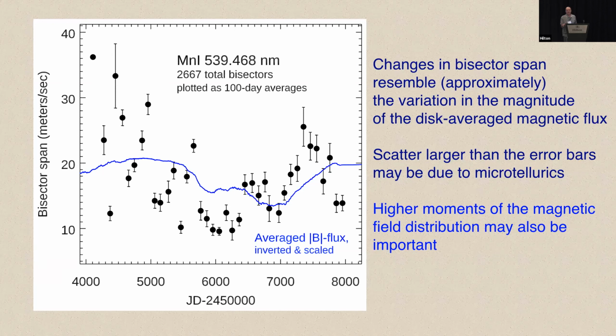Also, you notice that the scatter, I've binned the bisectors here in 100-day averages, and the scatter is greater than the error bars, and I think that's due to microtellurics. This spectral region has very weak water vapor lines that I have not removed from the spectra. I've measured the bisectors just as is, and those microtellurics are probably affecting these line bisectors.